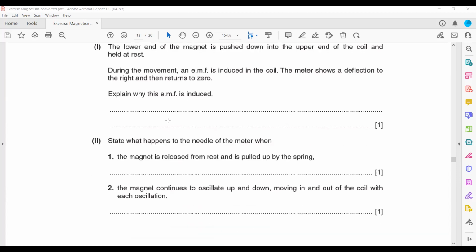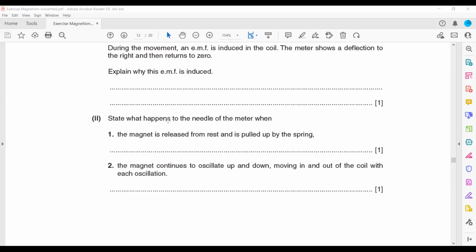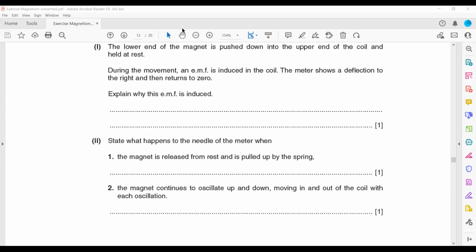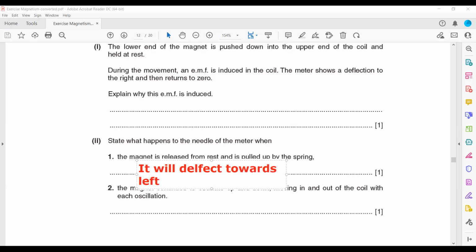So the answer here, the magnet is released from rest and pulled up. So what will happen to the needle? It will deflect towards the opposite direction, you can mention, or initially it was toward the right. So it will deflect towards the left hand side.